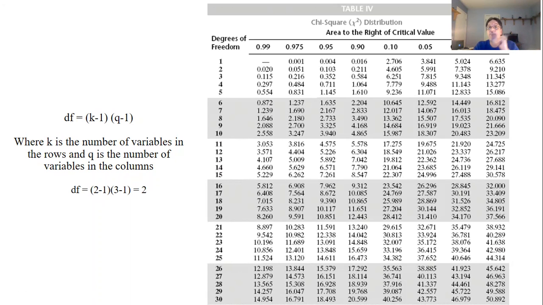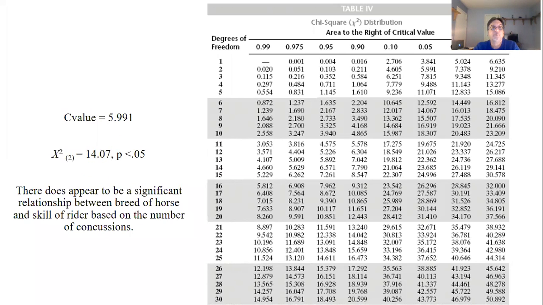Our critical value is 5.991. Okay. Our obtained value when you added up that last column of scores was 14.07. So a chi-square with 2 degrees of freedom is equal to 14.07. Our value is greater than the critical value, so this is significant. So P is less than 0.05.